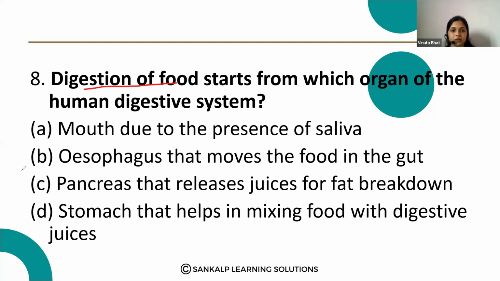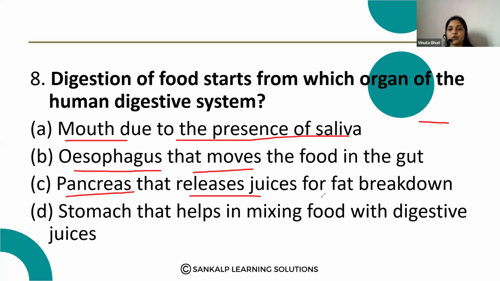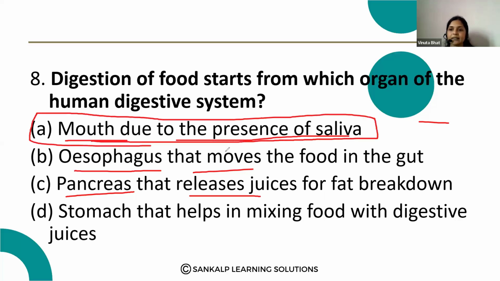Here, option A, mouth, due to the presence of saliva; esophagus moves the food in the gut; pancreas releases the juice for the breakdown of the food material; stomach helps in the mixing of food with the digestive juice. The digestion of the food begins with the mouth due to the presence of the saliva, which converts the carbohydrates into sugars. So option A.